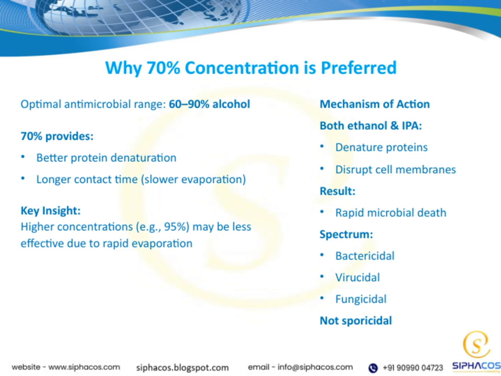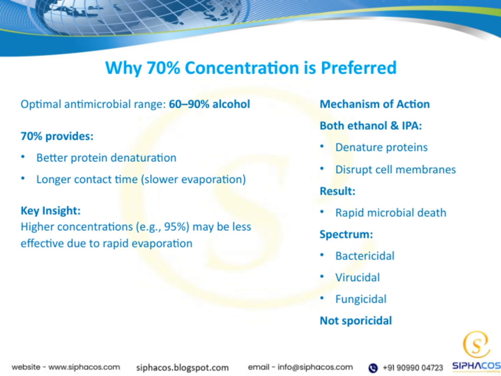Now, why is a 70% concentration preferred? Well, the optimal antimicrobial range for alcohols is generally between 60 and 90%. Specifically, 70% alcohol provides better protein denaturation because it contains enough water to allow the alcohol to penetrate cell walls more effectively. Plus, it offers a longer contact time since it evaporates more slowly than higher concentrations.